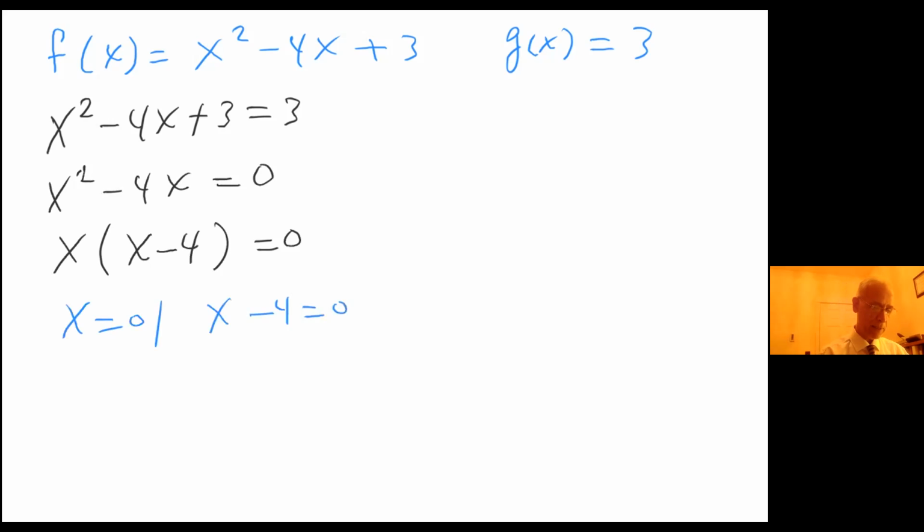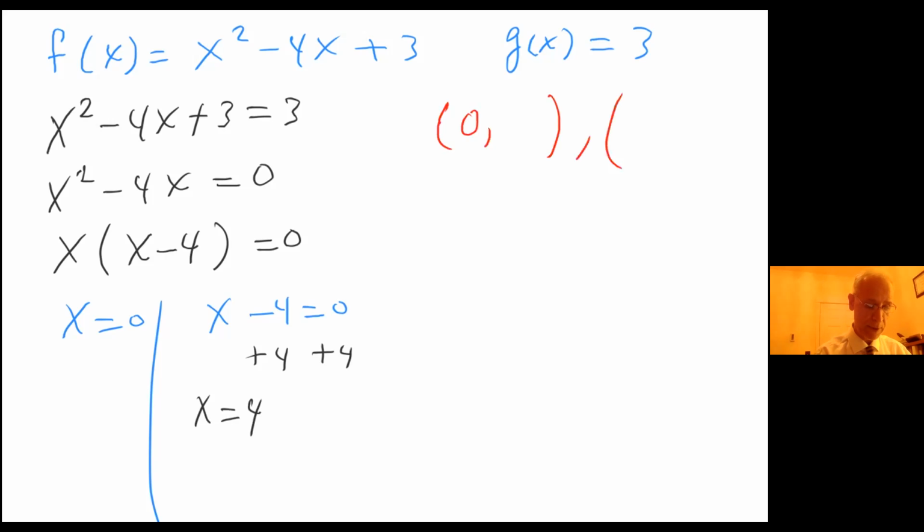Using the zero product property, I can claim now x equals 0 and x minus 4 equals 0. Well, this x equals 0 is already solved. I don't need to do any work for it. For x minus 4 equals 0, I'm going to add a 4 to both sides, so x equals 4. So notice that now we said that they are intersecting at 2 points. One point is x is 0, comma something.